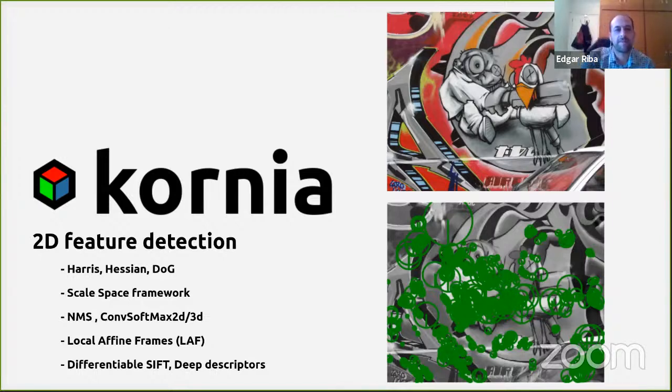And finally, we have this differentiable SIFT implementation that Dmytro implemented, I think in AffNet at some point, that later was introduced to Kornia. And recently we introduced a couple of deep descriptors. Basically, we introduced HardNet and SOSNet, so that people, for example, those working on or trying to benchmark for the Image Matching Challenge, could make use of these state-of-the-art descriptors.